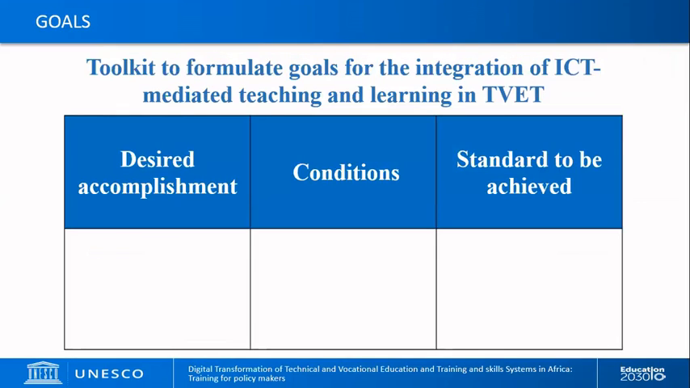So, in that sense, this toolkit gives us an idea of how the goals should be formulated. And it begins with a desired accomplishment. What is your desired accomplishment? At what condition will you say that this accomplishment has been met? And what standard is to be achieved? Now, the conditions should be geared towards achieving the desired accomplishment, and the standard should be measurable, and it should be quantifiable in the sense that at what point should the conditions be met.